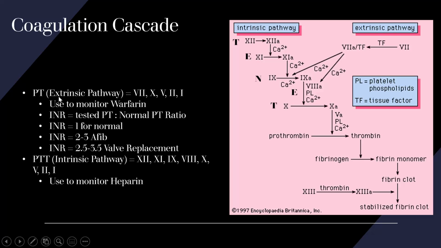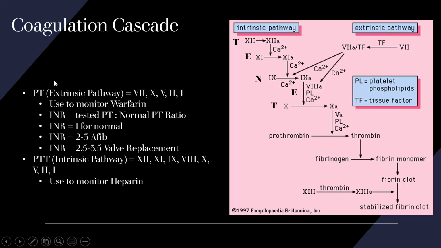So let's look at the PT first. The PT measures the time it takes for the extrinsic pathway to form a secondary clot. And if you're wondering, how do I remember which goes to which, PT, PTT? Well, one little mnemonic you can use is PT, think of play tennis. You play tennis outside, extrinsic. PTT, think of play table tennis. You play table tennis inside. PTT for intrinsic, PT for extrinsic.